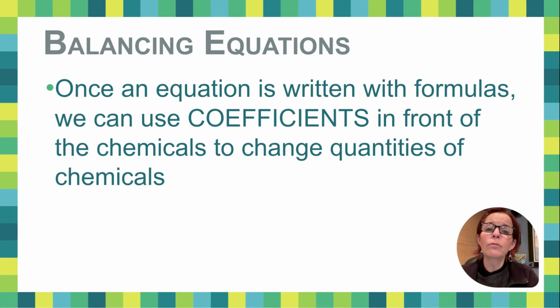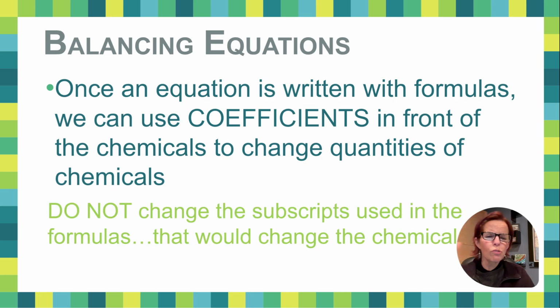Once an equation is written with formulas, so the previous equation, we saw hydrogen as H2, and we saw oxygen as O2, and then it makes H2O. So that's it written in formulas. Then we can use coefficients in front of the chemicals to make sure that we have balanced amounts on the left and on the right. But what's super important is we are not allowed to ever change the subscripts. So we can't go from H2 and suddenly make it H3. That's not allowed. You can only change the coefficient that's in front, not the little subscript at the bottom.